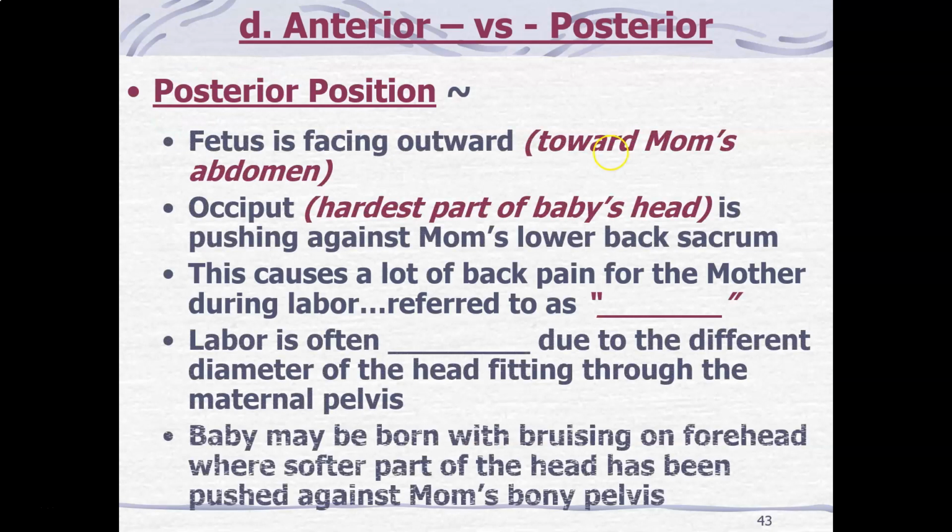All right, this is posterior position. The fetus is facing outward towards the mom's abdomen. The occiput, which is the hardest part of the baby's head, is pushing against mom's lower back and sacrum, causing lots of back pain for the mom, which is referred to as back labor. Labor is often prolonged due to the different diameter of the head fitting through the maternal pelvis. And the baby may be born with bruising on their forehead, where the softer part of the head has been pushed against mom's bony pelvis, okay, because her bones and the baby's bones aren't going to move.